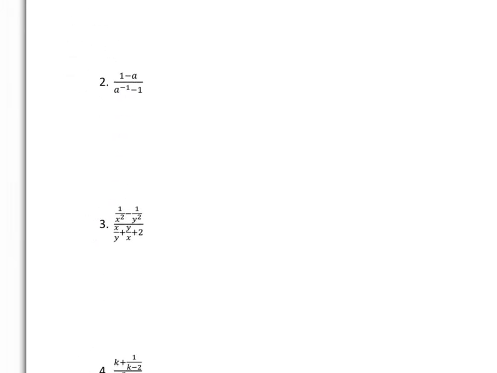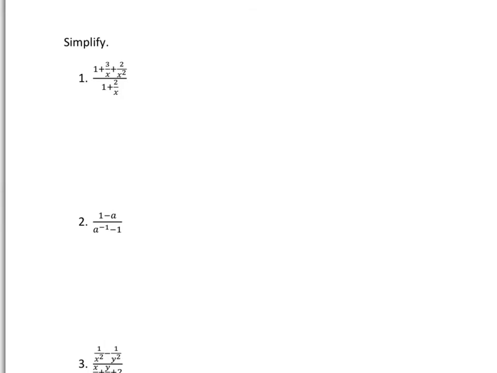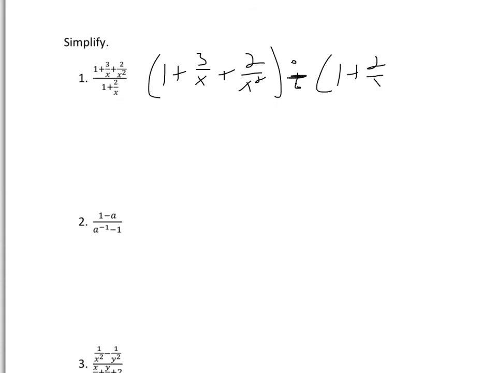So this is where it gets a little bit more complicated with all these little guys. Okay, so this first one, I suggest we do it by method 1. So we're going to work with 1 plus 3 over x plus 2 over x squared divided by 1 plus 2 over x. So we've got to solve both of these first. We've got to get common denominators. Here it's x squared, so multiplied by x squared, multiplied by x, multiplied by 1. On this one, the common denominator is x, multiply that one by x, multiply that one by 1.